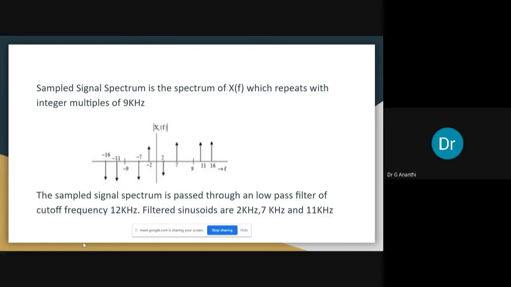If you put a low-pass filter, an anti-aliasing filter, or we can say a reconstruction filter, it allows only the 2 kilohertz signal, the 7 kilohertz signal and the 11 kilohertz signal, since the low-pass filter bandwidth can allow frequency components up to 12 kilohertz.